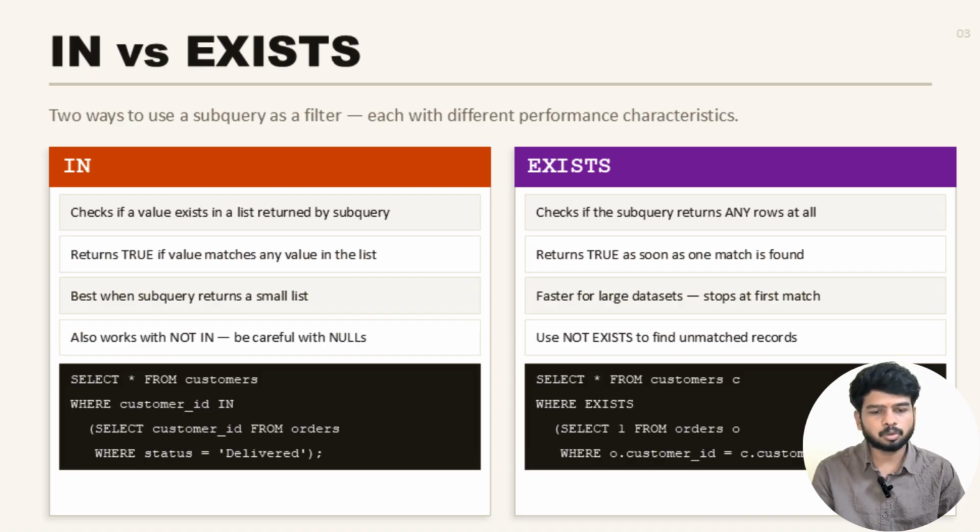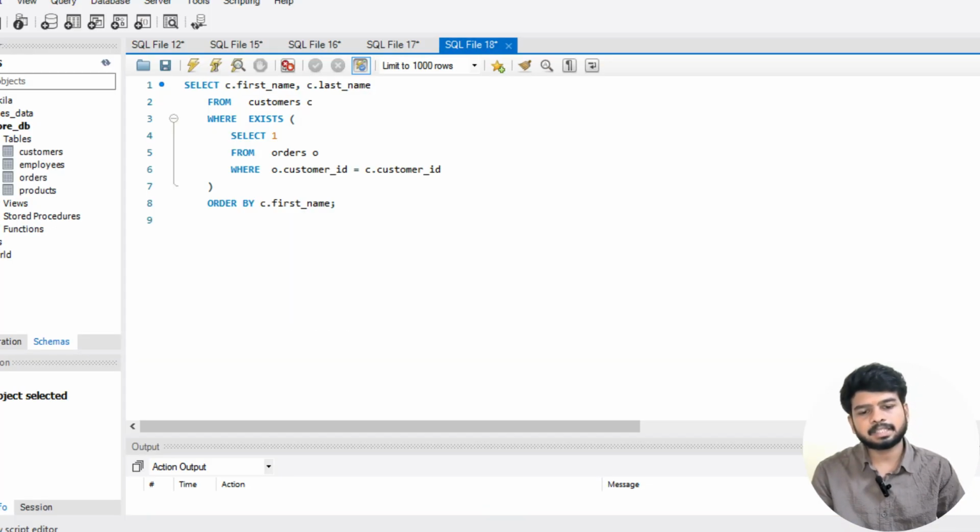So if you just see the code here: select c.name, c.last_name from customer c where exists (select 1 from orders o where o.order_id equals c.id), right? So what this code will give you is customers who have placed an order at least once, right? But using EXISTS, right?